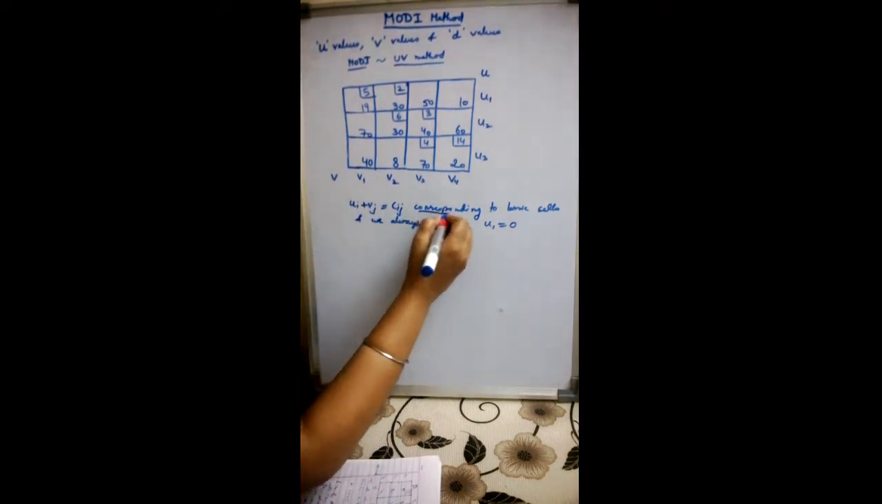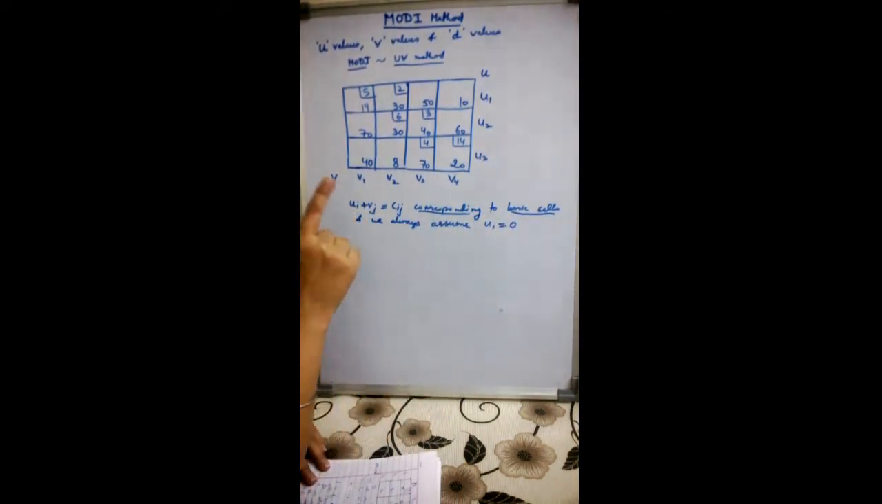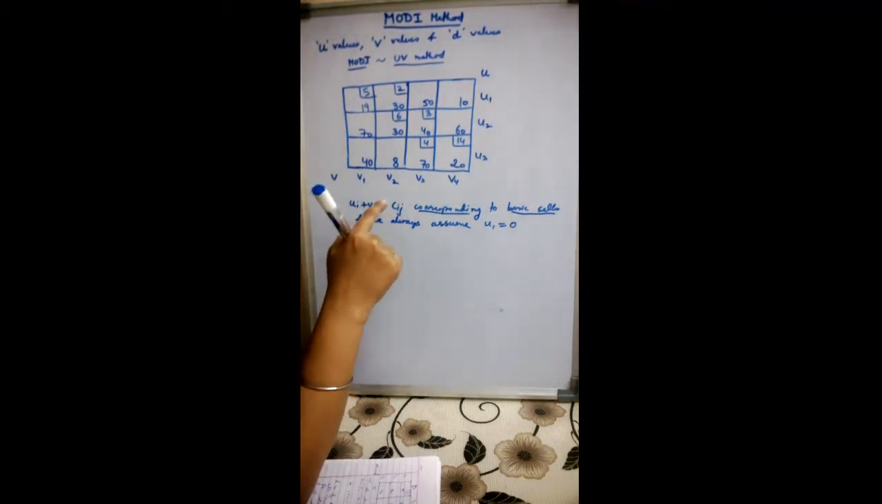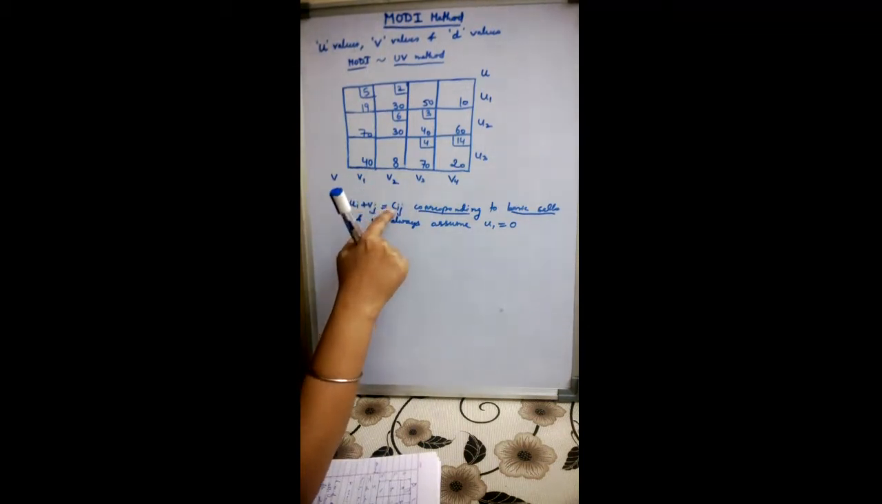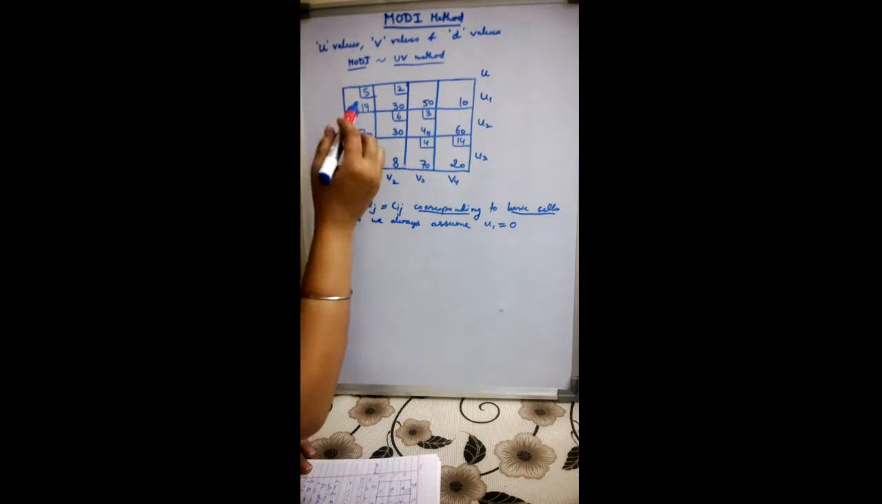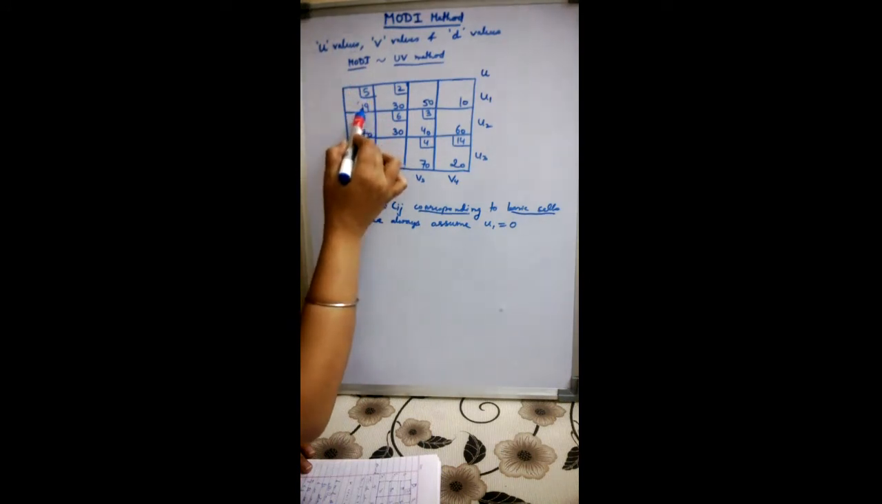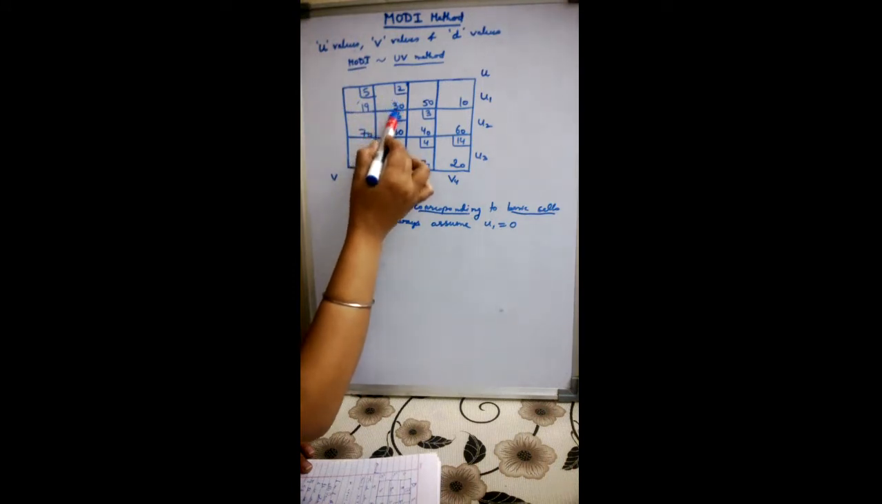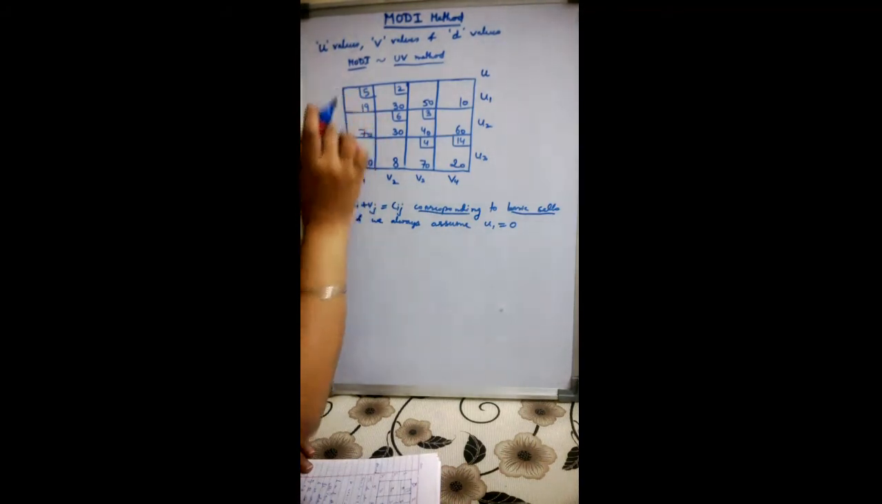I have written that corresponding to basic cells we have to find out u and v values using this formula. Now what is Cij? Cij is the cost of that particular cell. I represents row, j represents column. For this occupied cell, this 19 is the C value. Similarly, for this occupied cell, this 30 is the cost. First occupied cell is this one, and the location of this cell is 1 1. That means here i is 1 and j is 1.